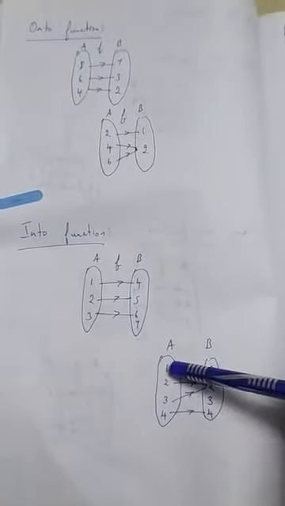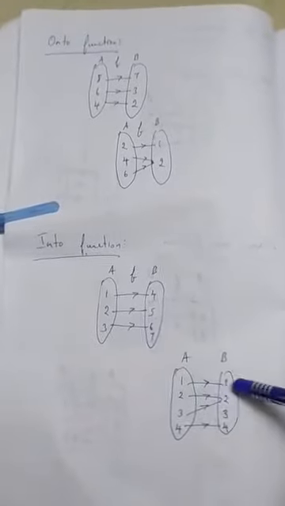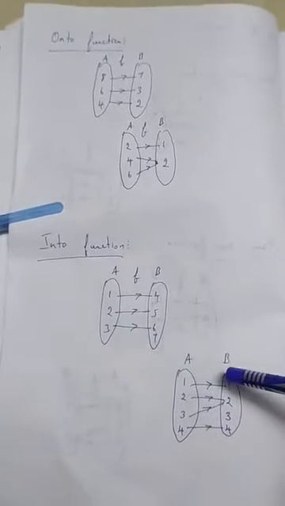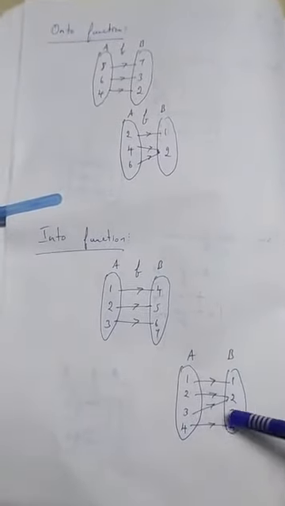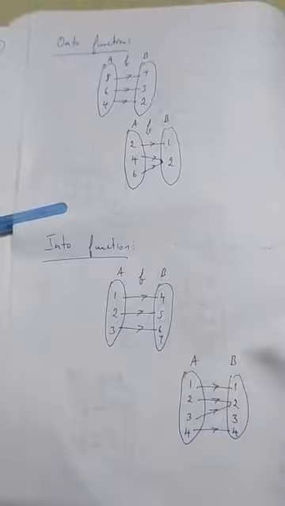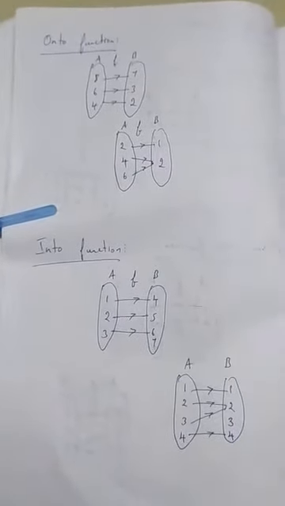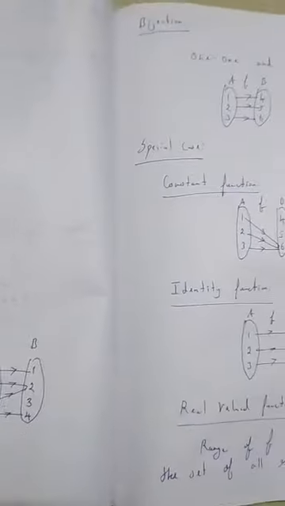This is also the same. 1 has an image, 2 has an image, 3 has an image, 4 has an image. 1 has only one image, 2 has only one image, 3 has only one image, 4 has only one image. Therefore, it is a function. But in the codomain, 1 to 4 have pre-images, but 3 doesn't have any pre-image. Therefore, it is into function. Right? So, this is the difference between onto and into function.